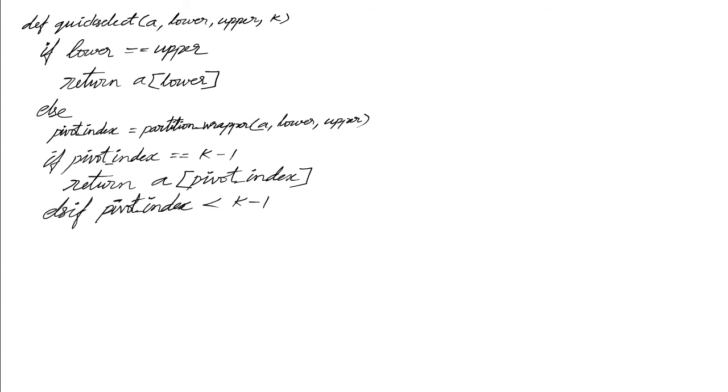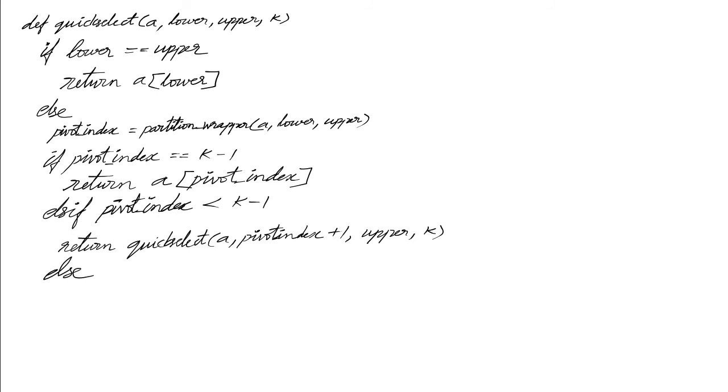Otherwise, if the pivot index is less than the k minus 1 value, we make a recursive call to quick select on the second half of the sublist, the upper half of the sublist. Otherwise, we make a recursive call to quick select for the first sublist.